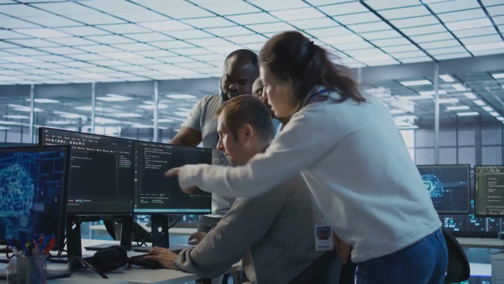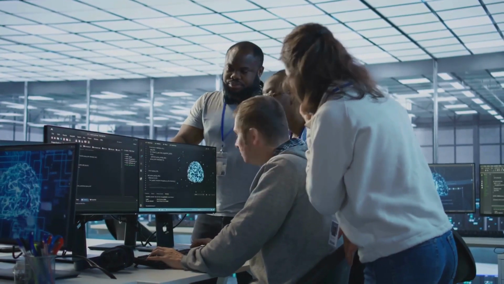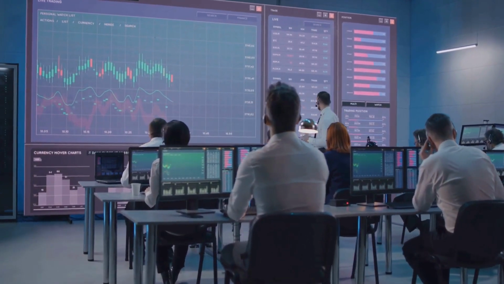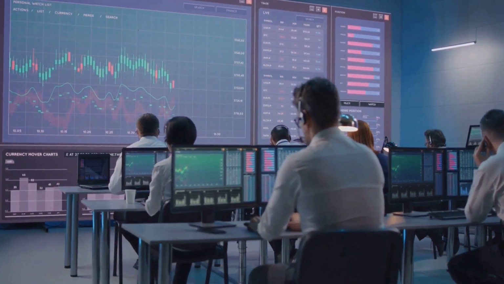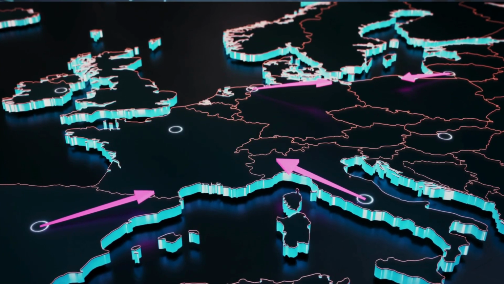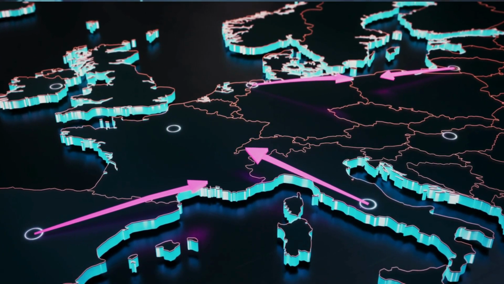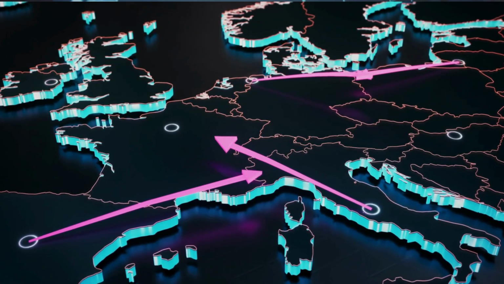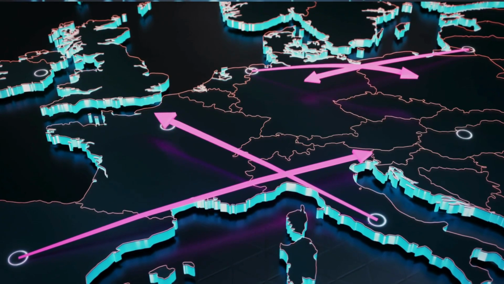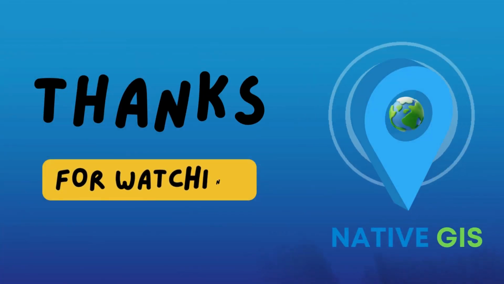Another challenge is the potential for bias in AI algorithms. If the data used to train these algorithms is biased, it can lead to unfair or discriminatory outcomes. Addressing these biases and ensuring fairness and equity in AI-driven decisions is crucial for the responsible development and deployment of GIS plus AI solutions.